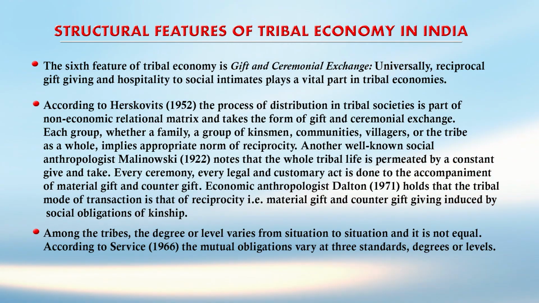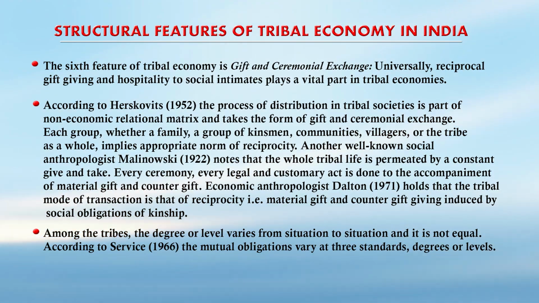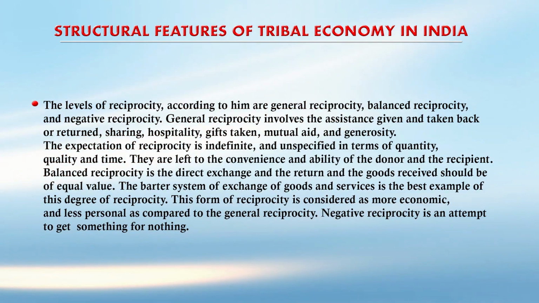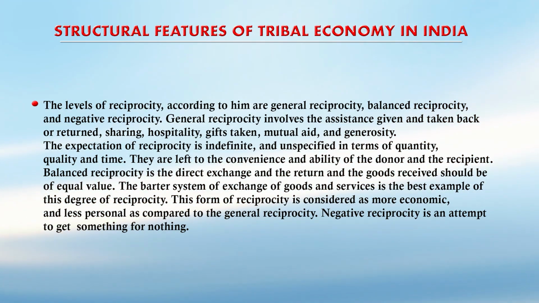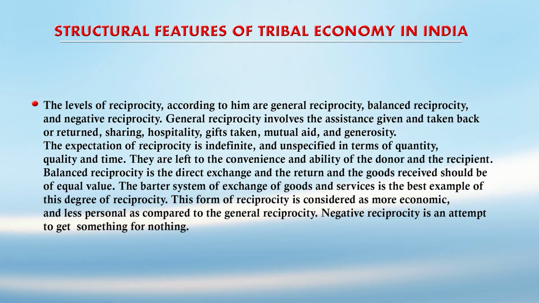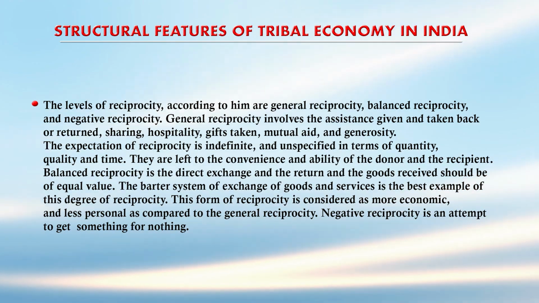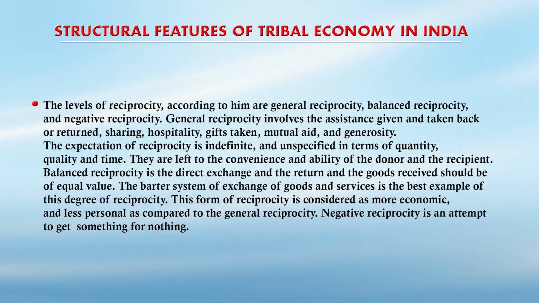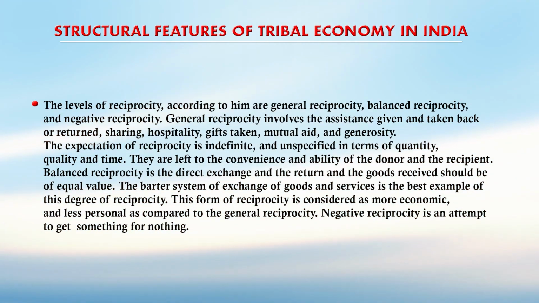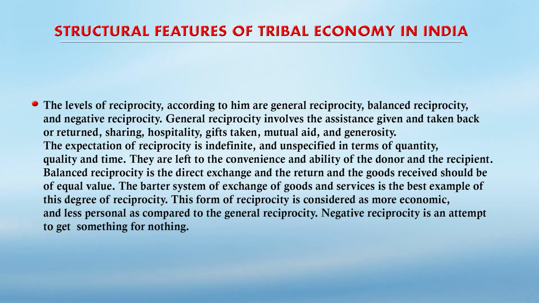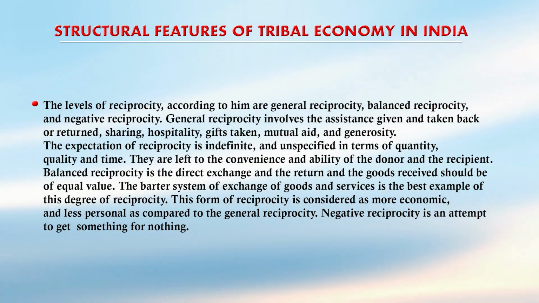Among the tribes, the degree or level of reciprocity varies from situation to situation and is not equal. The levels of reciprocity, according to him, are general reciprocity, balanced reciprocity, and negative reciprocity. General reciprocity involves assistance given and taken back or returned, sharing, hospitality, gifts, mutual aid, and generosity. The expectation of reciprocity is indefinite and unspecified in terms of quantity, quality, and time. They are left to the convenience and ability of the donor and the recipient.